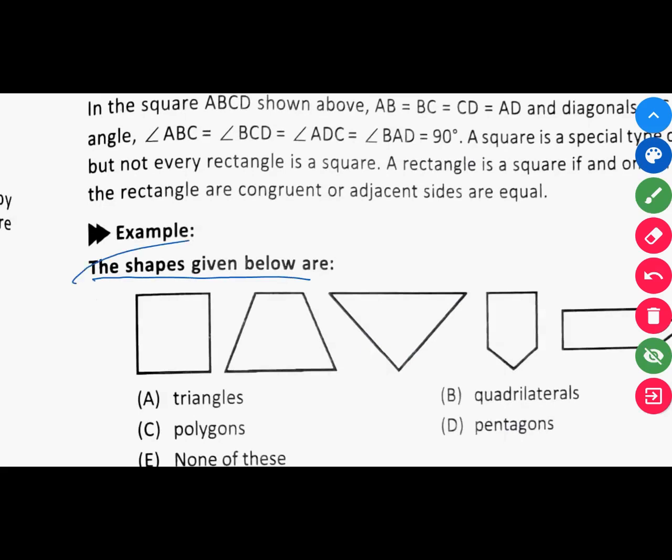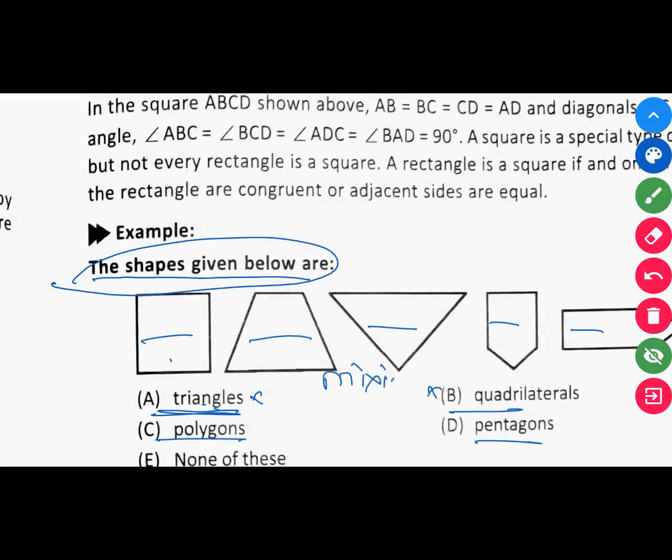Now in this example, some shapes are given. And what are those shapes? Whether triangles, quadrilaterals, polygons or pentagons. See, this is square, this is pentagon, this is triangle, this is pentagon, and this is quadrilateral. So the only triangle option is not correct. The only quadrilateral option is not correct because it is the khichdi.